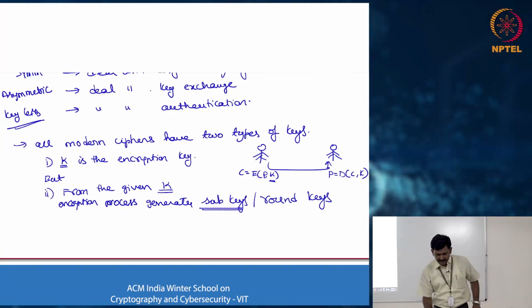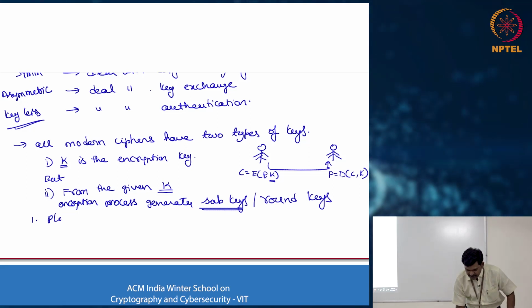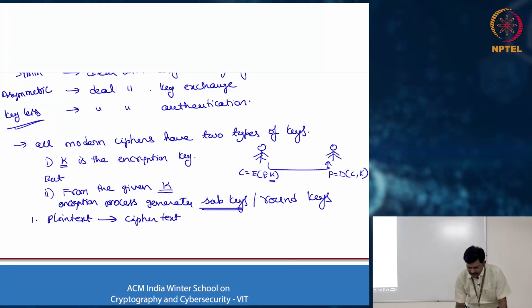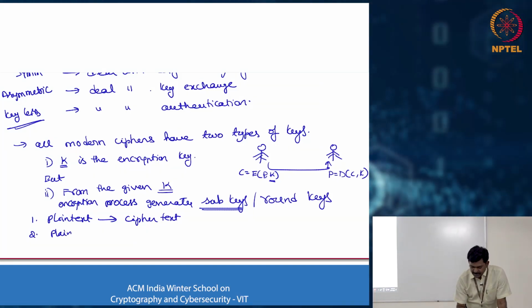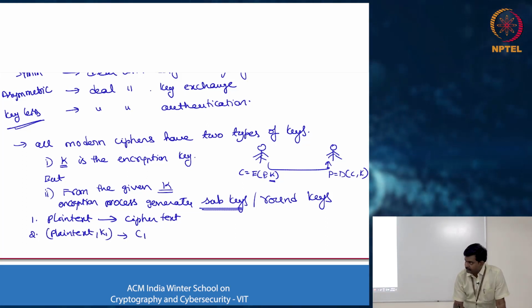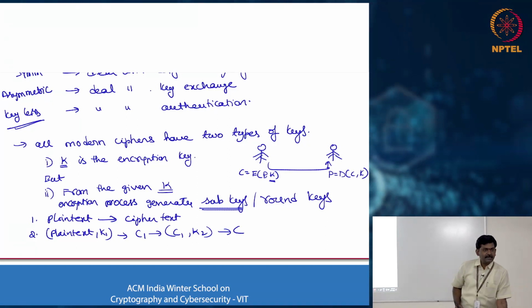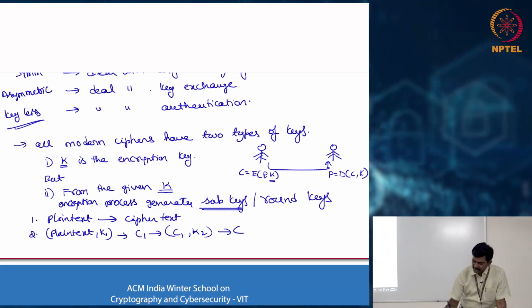So when you repeat, what happens? It is like this. Number 1, just plain text to ciphertext. Otherwise, what is the second approach of affine cipher? Plain text and key 1, get the ciphertext 1, then take ciphertext 1, apply key 2, get the cipher. You remember? This is affine, right?